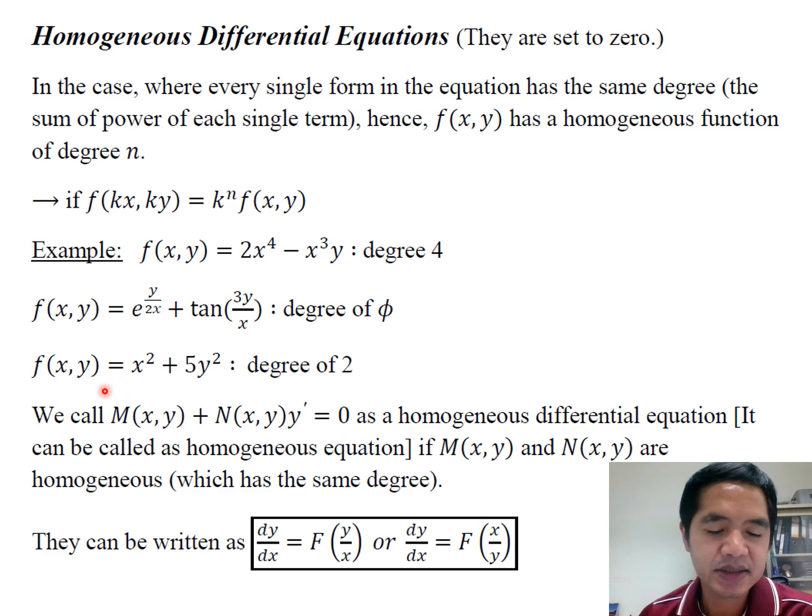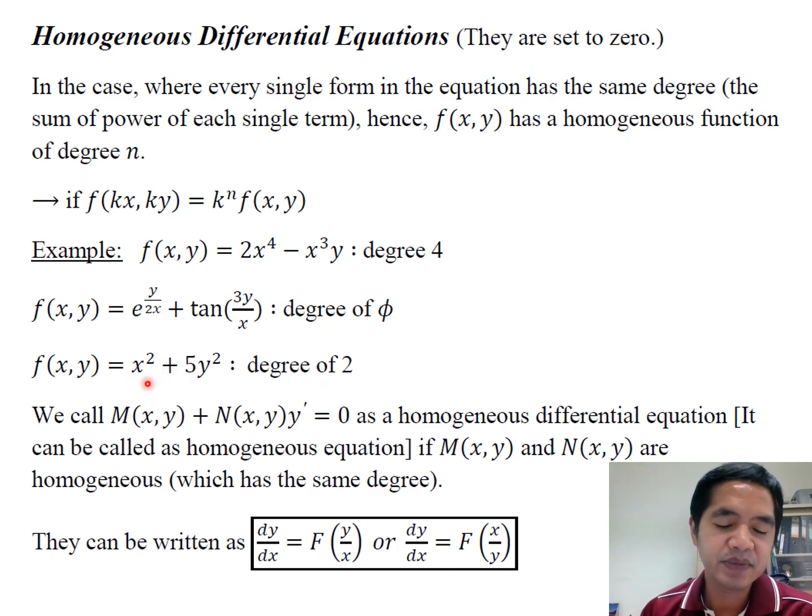And here, the third example, we have x squared plus y squared. The summation of the powers in each term is 2, right? This is 2, this is also 2, so degree 2. This is a homogeneous equation.